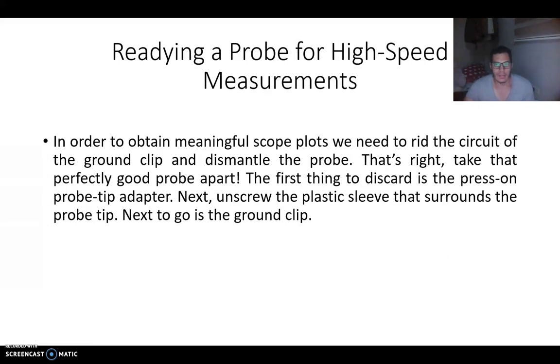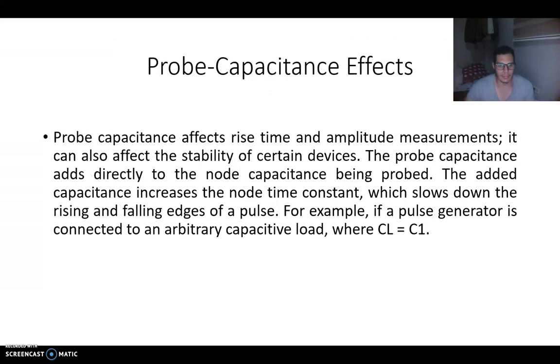Modifying a probe for high-speed measurements. In order to obtain meaningful scope plots, we need to remove the ground clip and dismantle the probe. That's right, take that perfectly good probe apart. The first thing to discard is the probe tip adapter. Next, unscrew the plastic sleeve, the surround of the probe tip. Next to go is the ground clip.